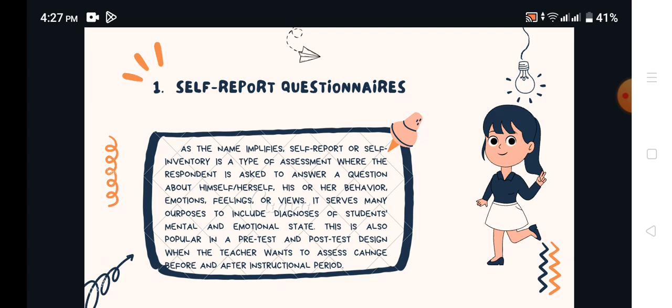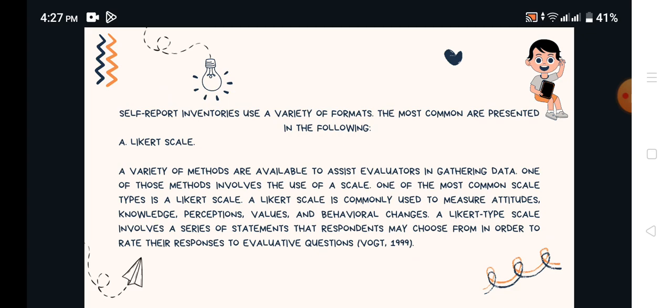So from the name itself, the respondent or the student will be asked to answer a question about himself or herself, like behavior, emotions, feelings, or views. Here, we could diagnose a student's mental and emotional state, like what teachers conduct, like a pre-test and post-test is an example. So self-report inventories use a variety of formats. The most common are presented in the following.